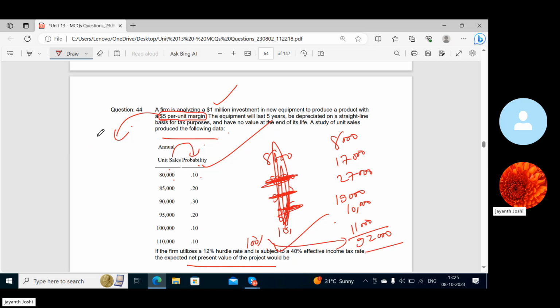Now 92,000 units, and what is the margin? $5 per unit margin. So how much will it be? 4,60,000, right? This is our inflow. We are doing sales, so inflows. This is the sales units. We are selling 92,000 units at the rate of $5, getting the margin. So 4,60,000 is our inflow. So annual cash inflow is 4,60,000.